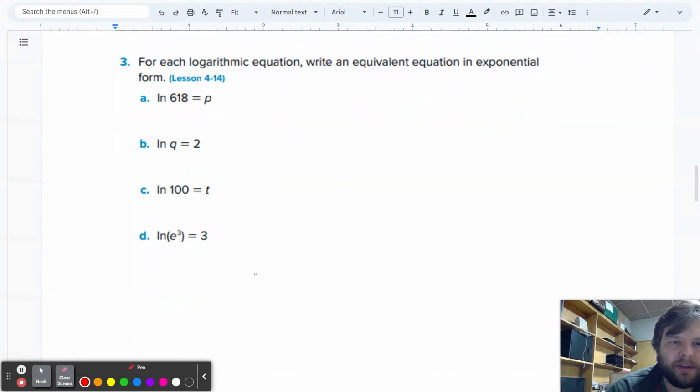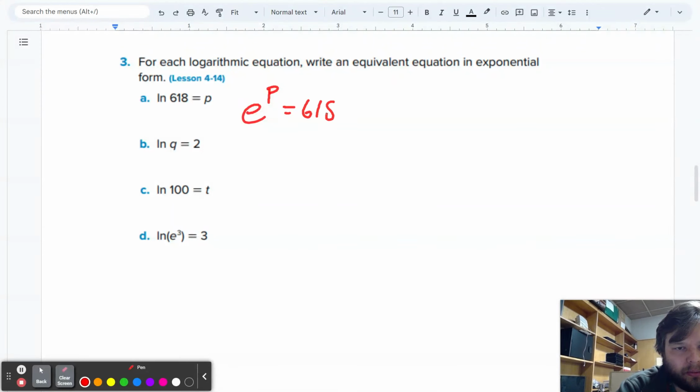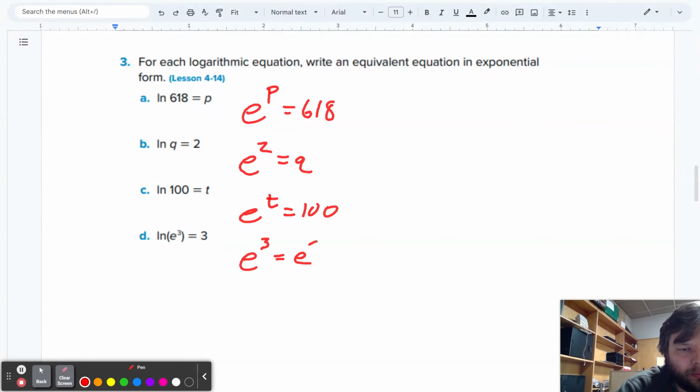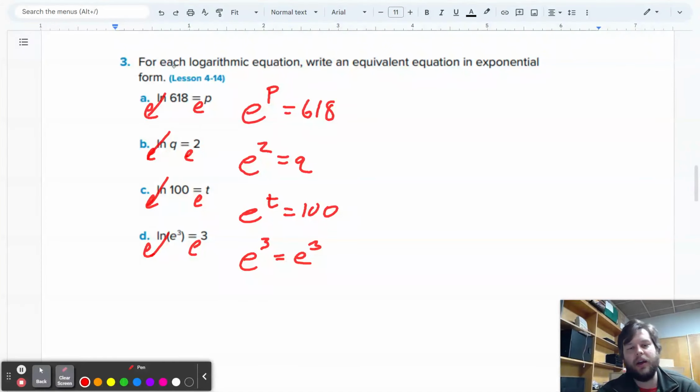For each logarithmic equation, write an equivalent exponential form. This one's just switching between logs and exponents. Here we have a base of e on all of these. It's just switching it around to the other format. Nothing really too fancy. So on each of these problems, what I imagine doing is putting an e underneath both sides of the problem. And just like always, bases and logs cancel each other out. And so you've switched between the two versions.